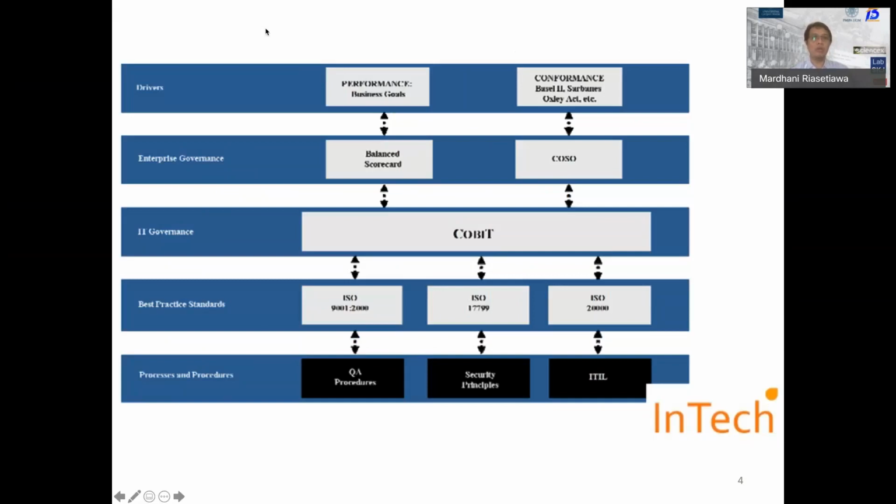So the deal between these two standards, we have the Balanced Scorecard and COSO, and it will be COBIT. And COBIT will be helped and supported by several or more small standards that are more specific for very specific matters, which is the ISO standards from the operation, security, and so on. So that will be the current standard.